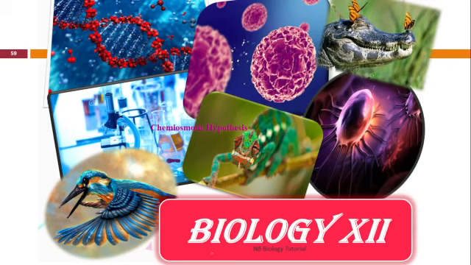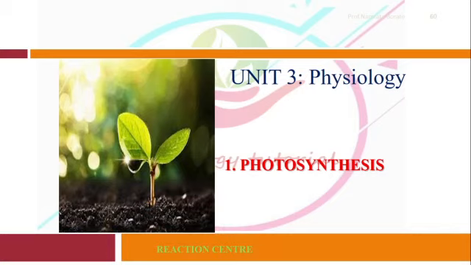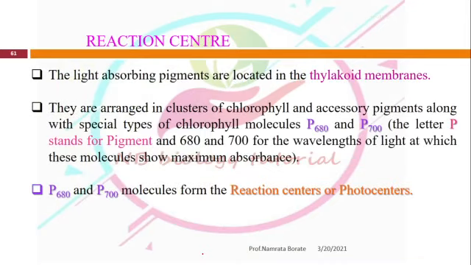Dear students, we see the next phenomenon in the photosynthesis topic, that's the reaction center. So, what's a reaction center? The light absorbing pigments are located in the thylakoid membrane. I think all of you know the thylakoid membrane. It's a part of a granum. Inside the thylakoid membrane, there is the presence of quantasomes, and these quantasomes contain the photosynthetic pigments.